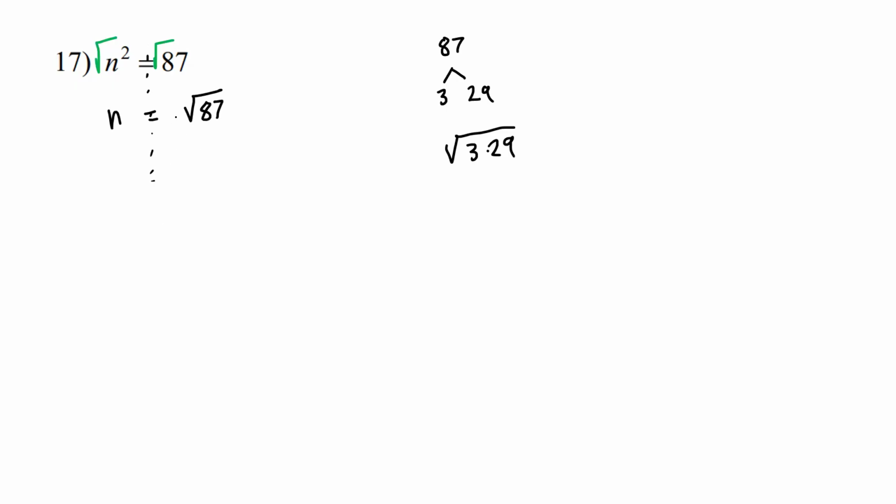But again, since we took the square root, it could be two solutions, positive root 87 or negative root 87. So my two answers would be n could be the square root of 87 or it could be the negative square root of 87. So if you have something that's not a perfect square, and you do a buddy tree and there are no buddies, nothing comes out, you just leave the number as it is.